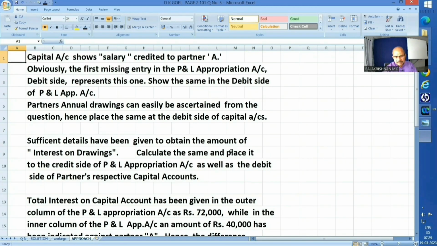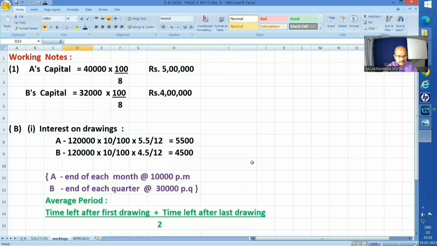Sufficient details have been given to obtain the amount of interest on drawings. Calculate the same and place it to the credit side of P&L appropriation account as well as the debit side of partners' respective capital accounts. Let us now calculate the interest on drawings.